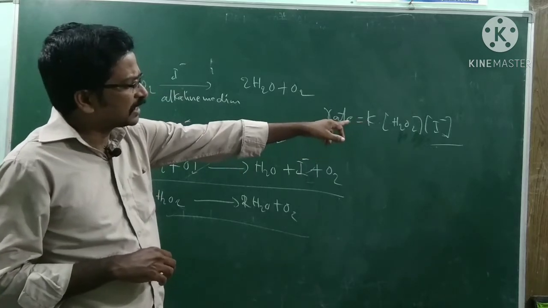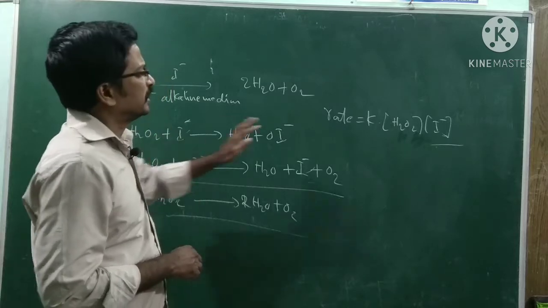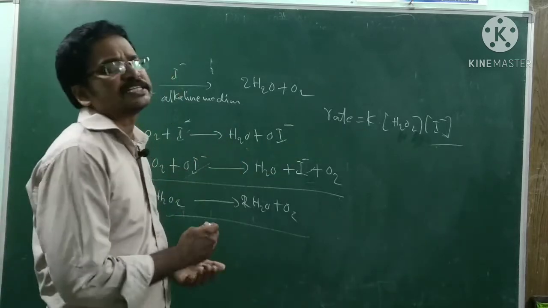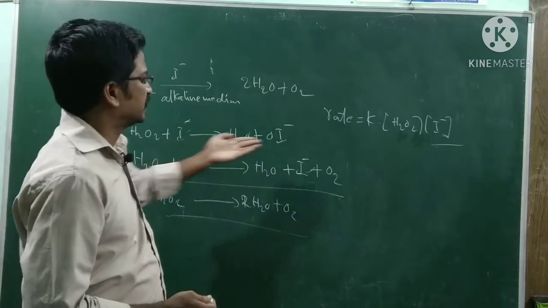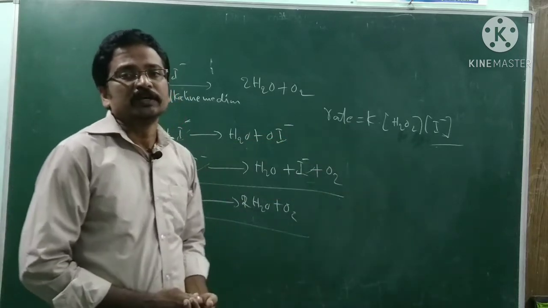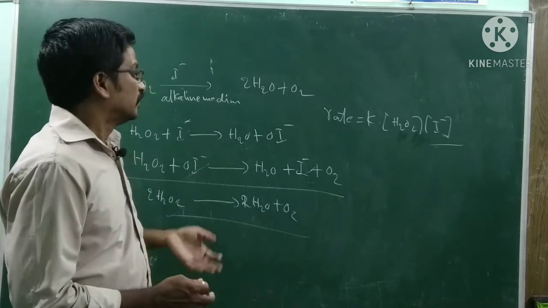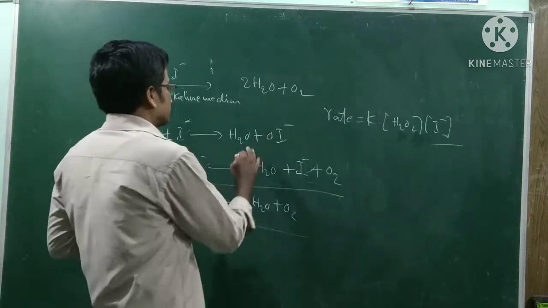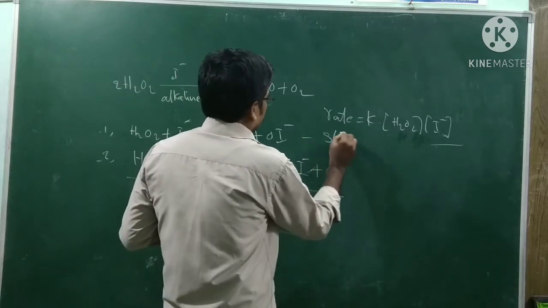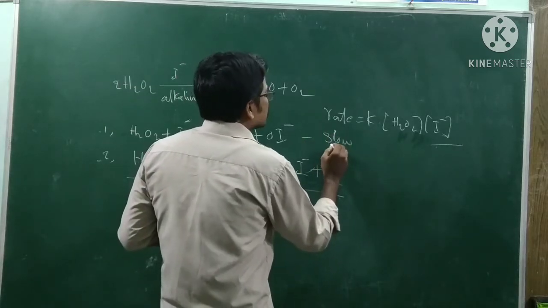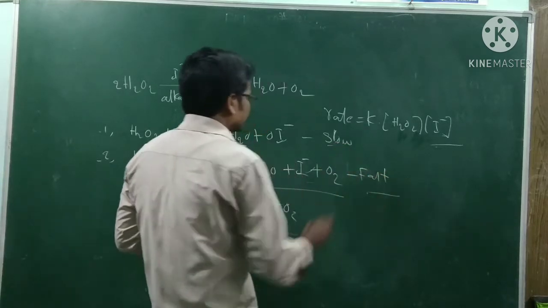The reactant terms are mentioned here. What we understand from this equation and the rate law is that the rate law is based on the slow step reaction. This is the important one. This is the slow step, and this is the fast step.